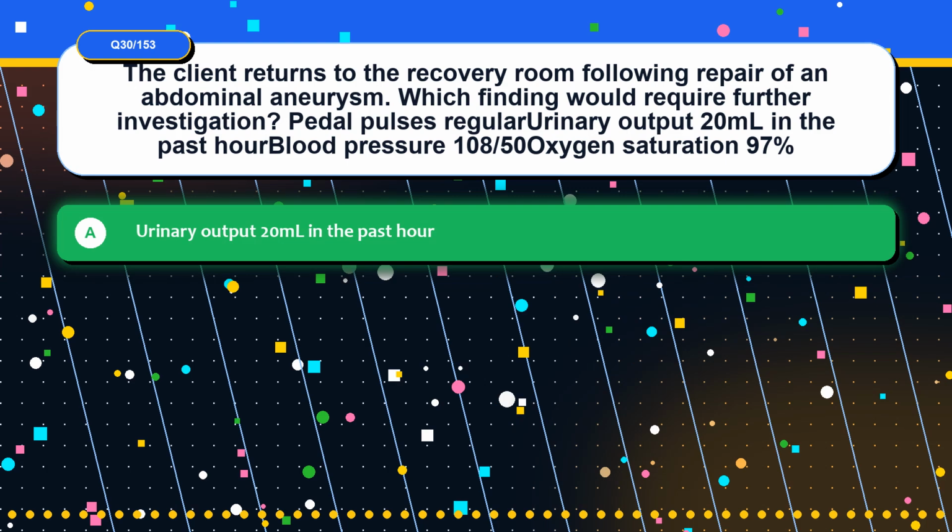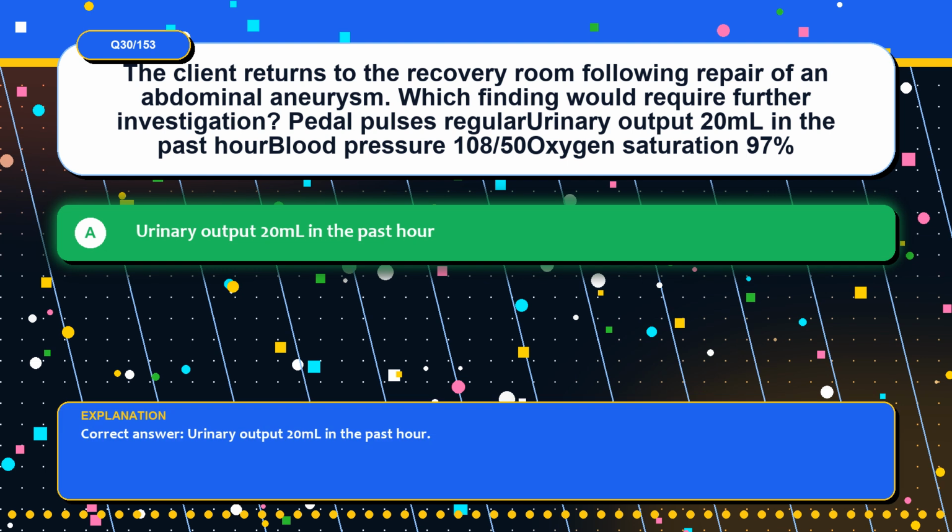The correct answer is option A. Urinary output 20 ml in the past hour.